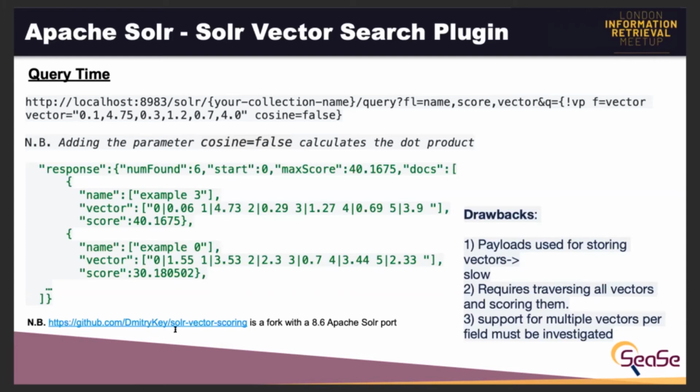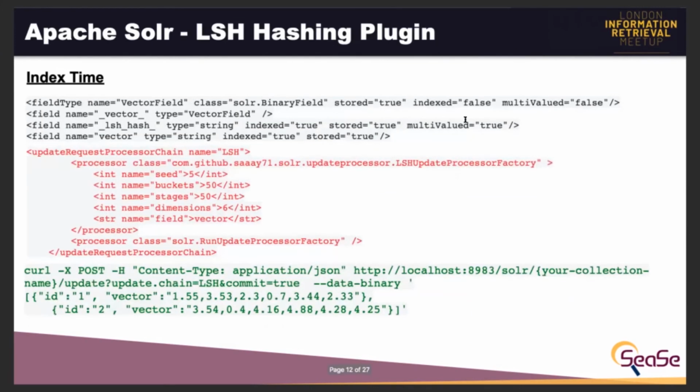An important note, Dimitri contributed a port to Apache Solr 8.6 because the original plugin was meant to work with 6.6. Finally, the last we want to discuss for Apache Solr in answer to this question is the LSH hashing plugin. So what can you do at index time? Basically, you need to define a binary field, then some additional fields that are going to store the hashes for the vector.